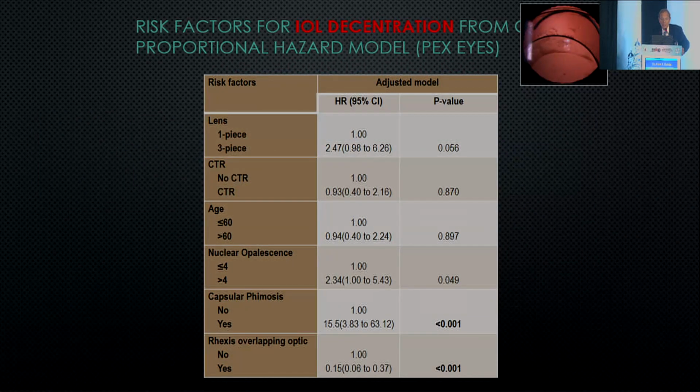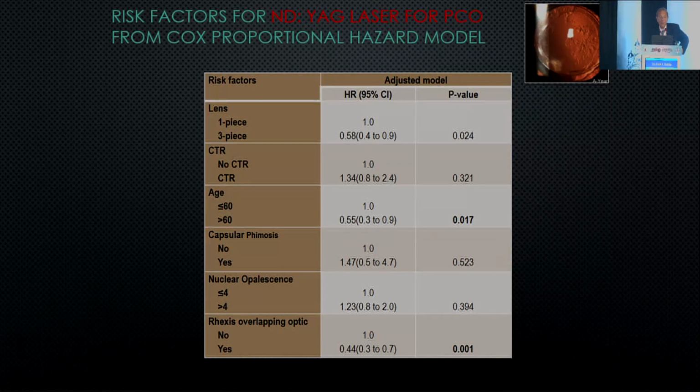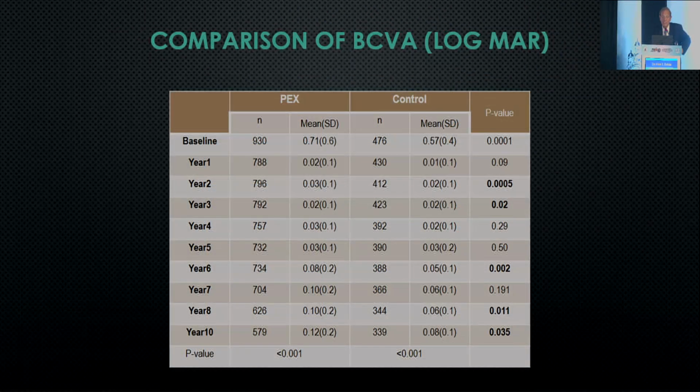There it is. What are the risk factors for IOL decentration? Although it didn't happen very often, what are the risk factors? Well, one of them is denser cataract. The second one was capsular phimosis, probably weaker zonules. And one was a rhexis that overlapped the IOL. So these are things that are happening that you should be aware of. What about the risk with Cox proportional hazard analysis of need for capsulotomy? And again, it's a 3-piece IOL, older people, and people with a bad rhexis. So those are important things.